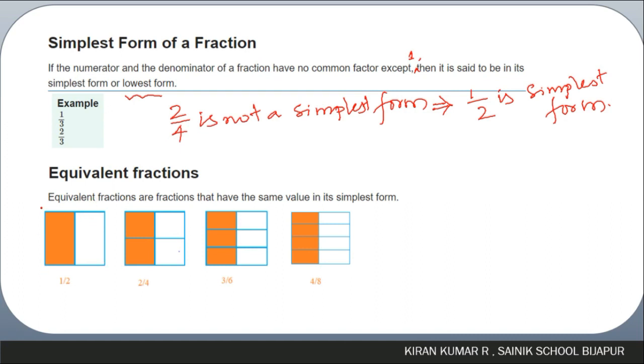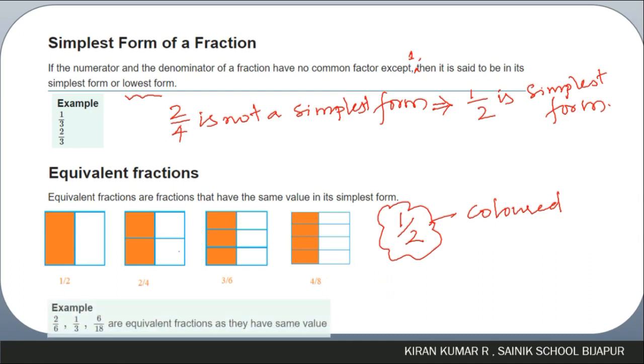If you look at one square here, one square is having 2 different colors, one white and one orange. Same way, if you observe, half of the square is colored, half of that is not colored. In all these figures, half of the square is colored, so they all represent 1 by 2. 1 by 2 part is colored and 1 by 2 part is uncolored. These fractions 1 by 2, 2 by 4, 3 by 6, 4 by 8, they are all equivalent.